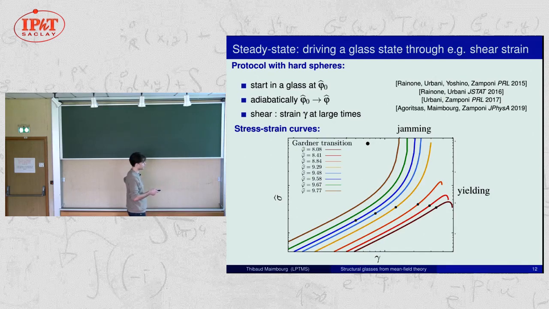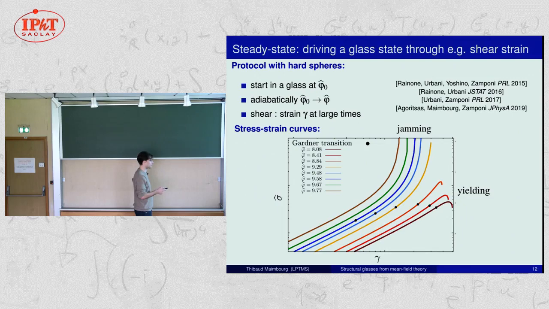But anyway, just to show you this result here, you plot the stress versus the strain. So this is the strain that you impose in the end, and the stress is basically the force that is resulting on the material. And for several values of this target compression phi, what you have is that at small strain you have a linear behavior. So this is an elastic behavior. This is basically Hooke's law.